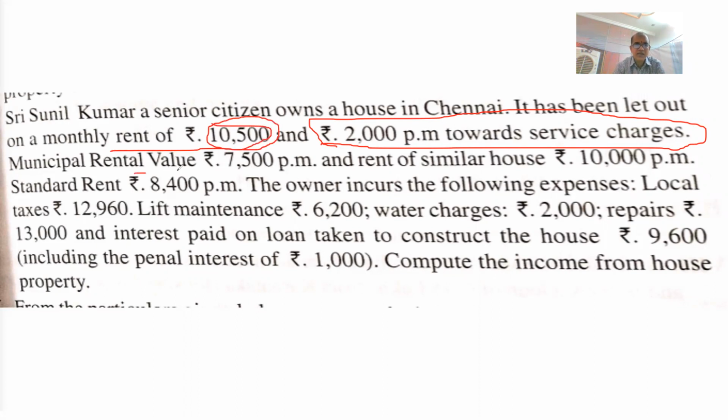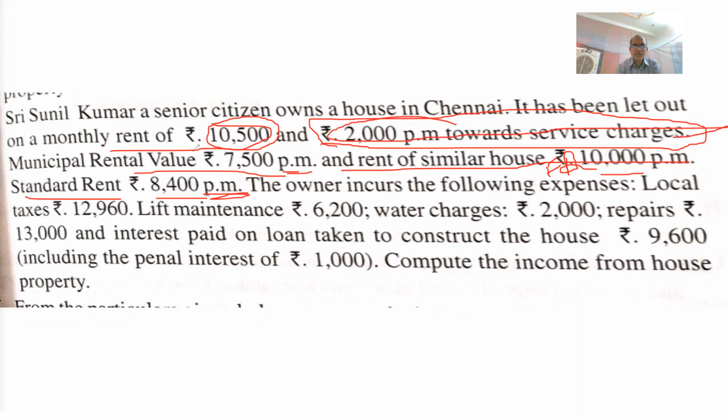10,500 into 12 you do. Then municipal rental value 7,000, this into 12 you do. This is given per month. Rent of similar house means fair rental value, fair rent 10,000 per month. 10,000 into 12 you do. And standard rent 8,400 into 12 you do. In this problem, everything is given per month. You convert into 12. Service charges you should not take into account.